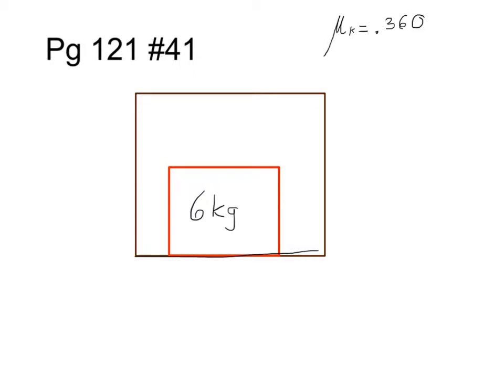Okay, so here's page 121, number 41. I kind of just draw out the problem here. We have a 6 kilogram box and it's sliding across a horizontal floor of an elevator. They give us the coefficient of kinetic friction, which is 0.360. They give us the mass of the box, and that's about it. And it's split into two parts.